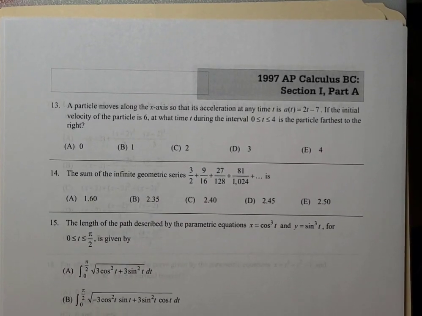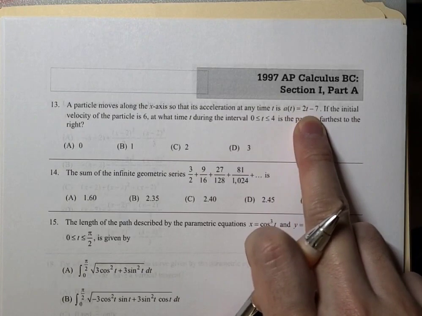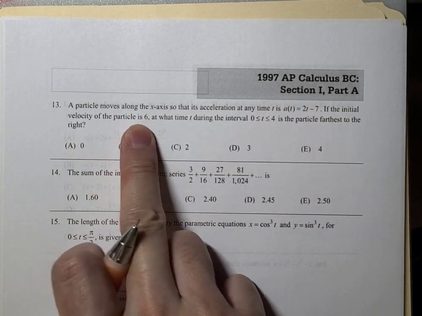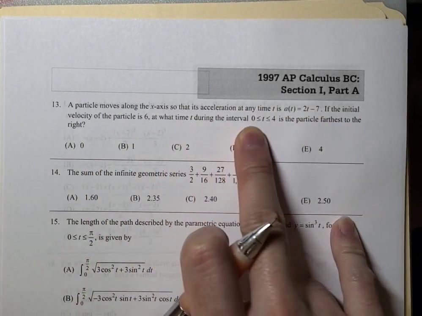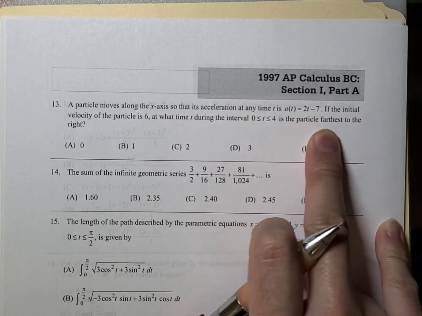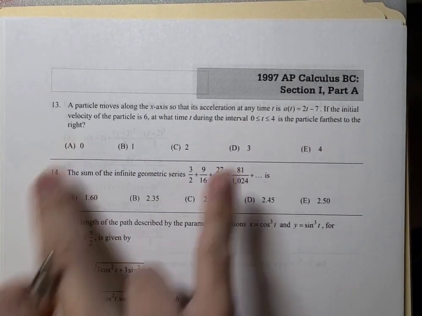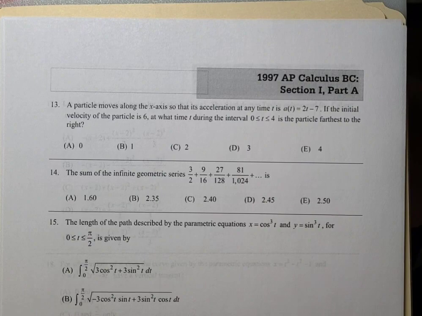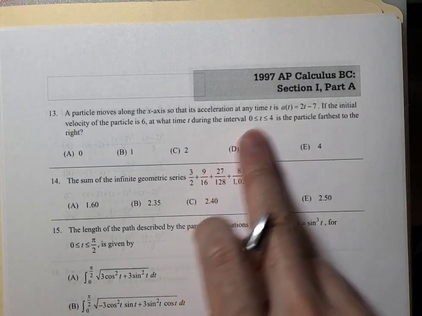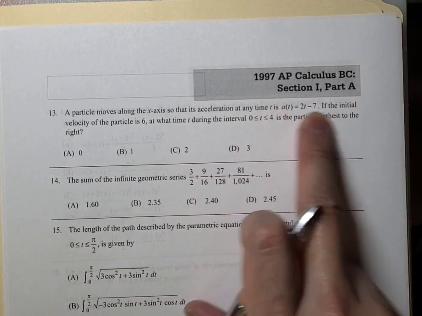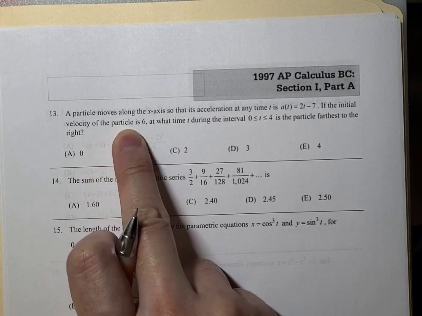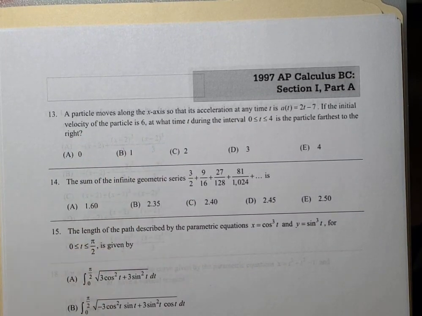Particle moves along the x-axis so that its acceleration is this guy, 2t minus 7. Initial velocity of the particle is 6. At what time t during the interval 0 to 4 is the particle farthest to the right? Okay, so let's first find the velocity. That's probably a good idea since they give us a of t and they give us the initial condition of velocity. Okay, so let's do that.